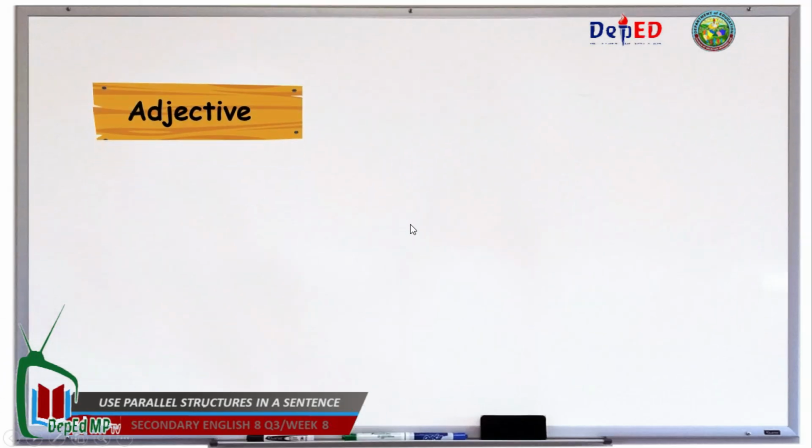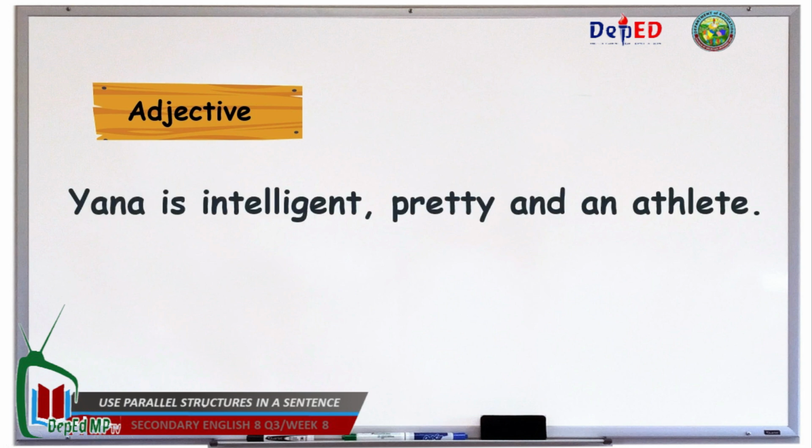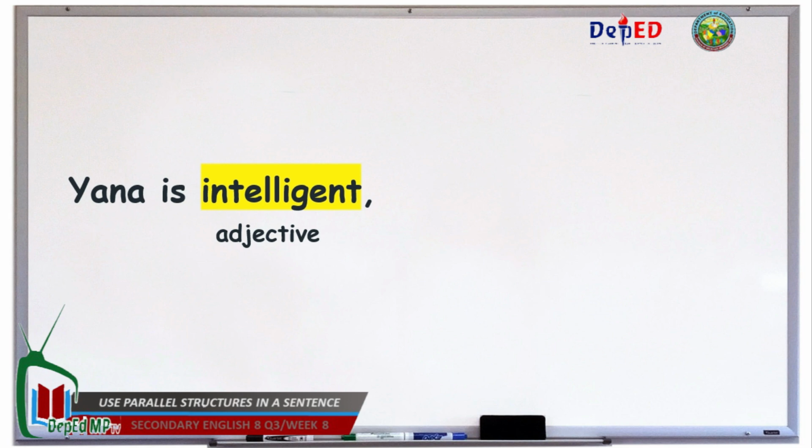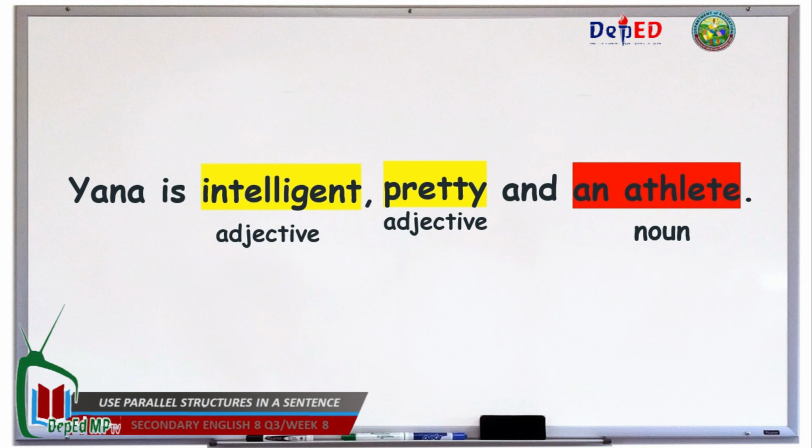Moving on, let's discuss parallel structure with adjectives. Let's analyze the sentence. Yana is intelligent, pretty, and an athlete. This sentence uses a combination of adjectives and a noun. Intelligent and pretty are adjectives. An athlete is a noun.